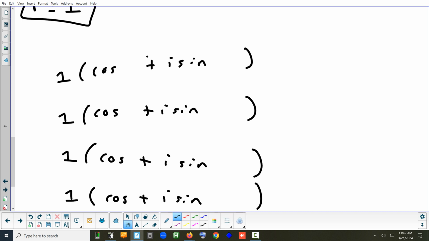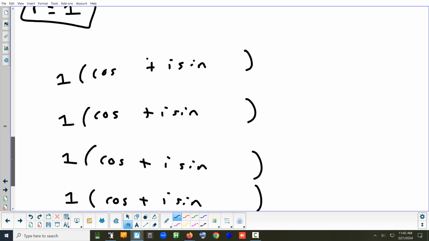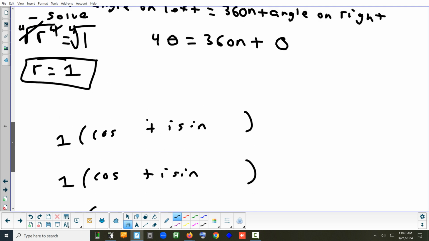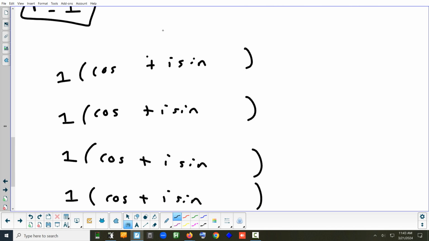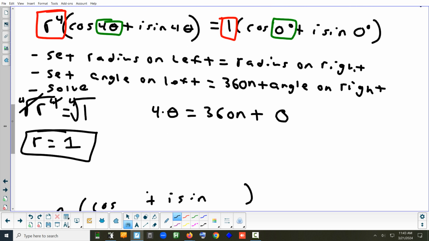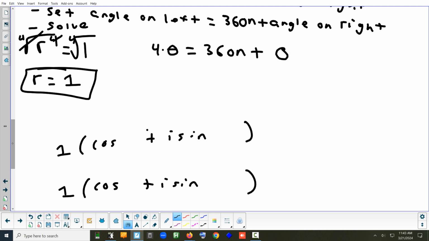We got all our answers ready. We just have to fill in the angle. Okay, so let's go back up to our angle. To get my angle, I need theta by itself. How would you get theta by itself in this equation?